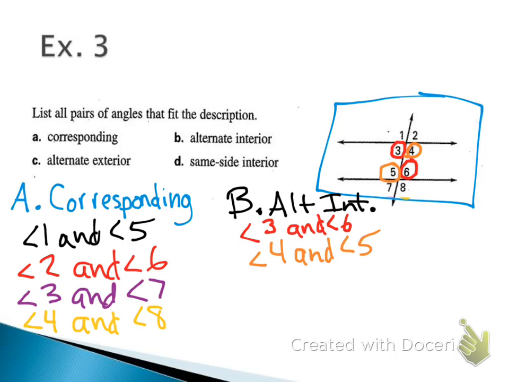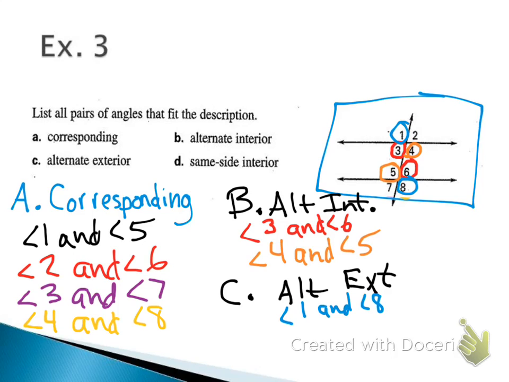All right, part C, we now want alternate exteriors. 1, 2, and 8. Alternate. 2 and 8 are same side exteriors. 1 and 8, good. We want them on different sides of the transversal outside of the 2 lines. So 1 and 8. And, yep, 2 and 7. Good. As you can see, this takes a lot of room.